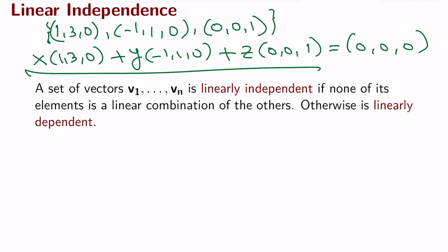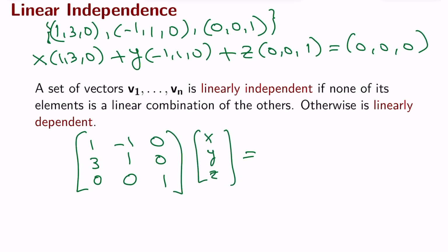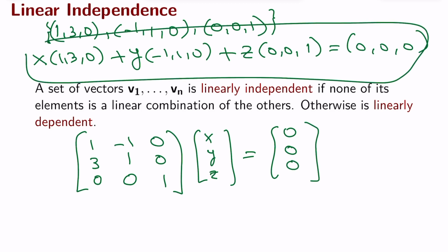So, this system, actually, we can write it as a matrix, right? So this system is equivalent to putting these vectors just as columns. So we can put 1, 3, 0, minus 1, 1, 0, and 0, 0, 1. So if we write the matrix like this, times x, y, z, this matrix system is equivalent to this one.